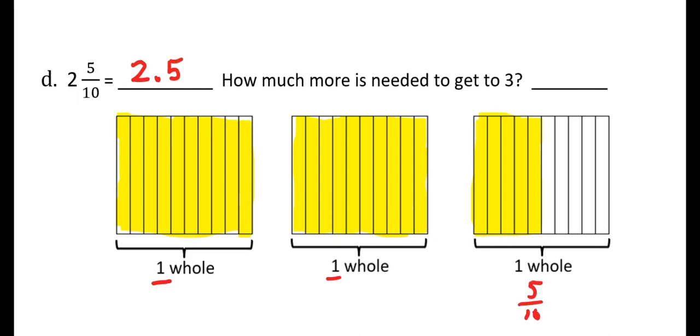The last part of the question says how much more is needed to get to 3, meaning 3 wholes. I just need to look at my last diagram and I can see that I have 5/10 that I still need to shade in order to get to 3 wholes. And we're going to write that in decimal format. So I have 0 in my ones place and 5 in my tenths place. I need 5/10 more to get me to 3 wholes.